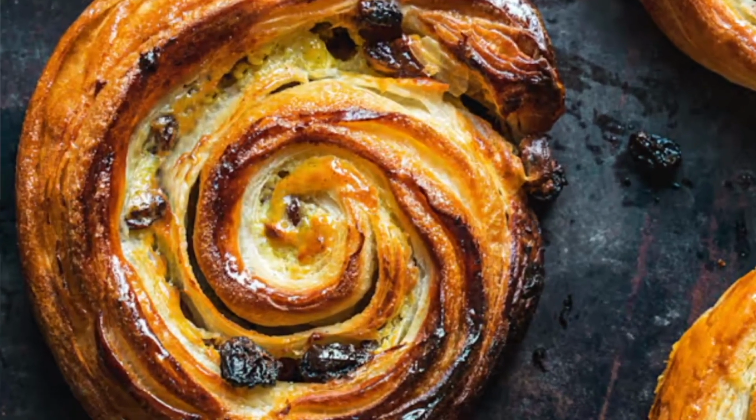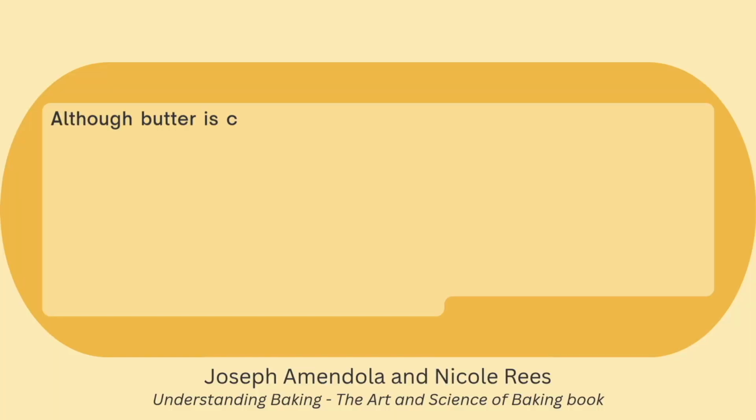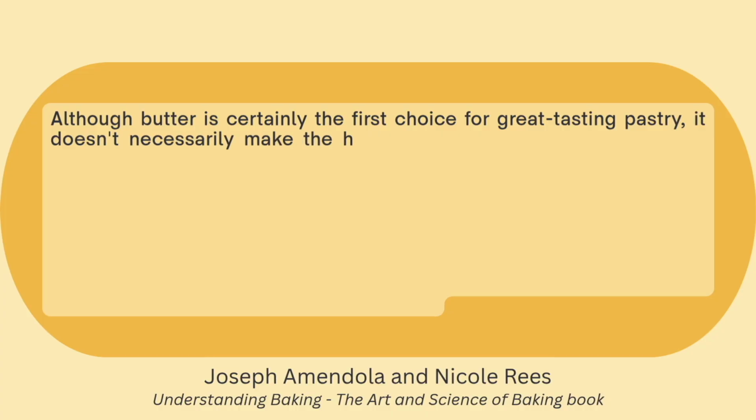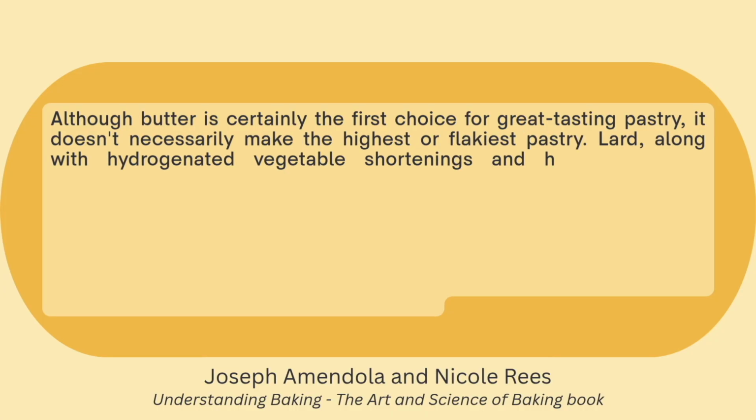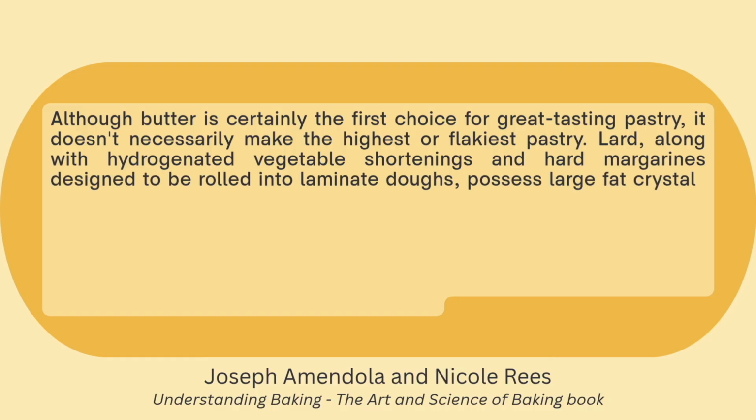In the book Understanding Baking, the Art and Science of Baking by Joseph Amendola and Nicole Rees, they take a balanced approach and recognize the different type of fats you can use in laminated pastries and how they affect the overall flavor and texture when used. Although butter is certainly the first choice for a great tasting pastry, it doesn't necessarily make the highest or flakiest pastry. Lard, along with hydrogenated vegetable shortenings and hard margarines designed to be rolled into laminate doughs, possess large fat crystals that contribute to the flaking effect.